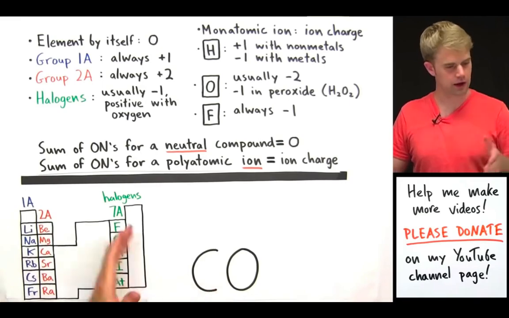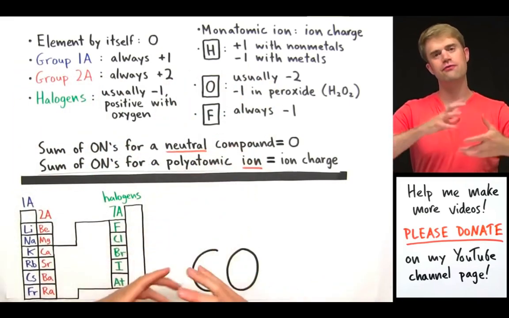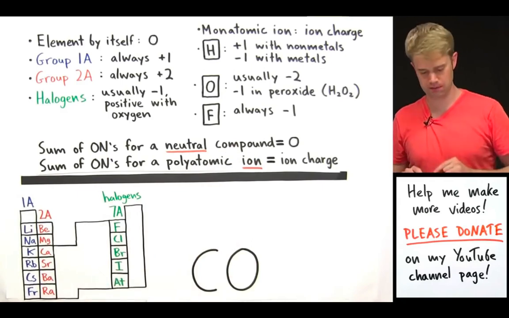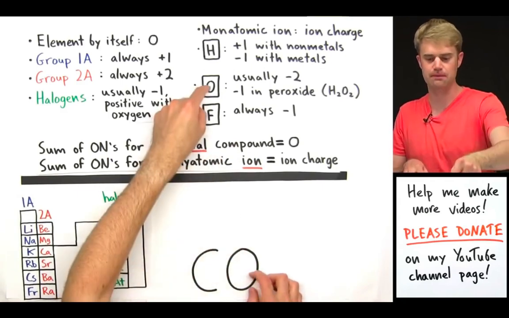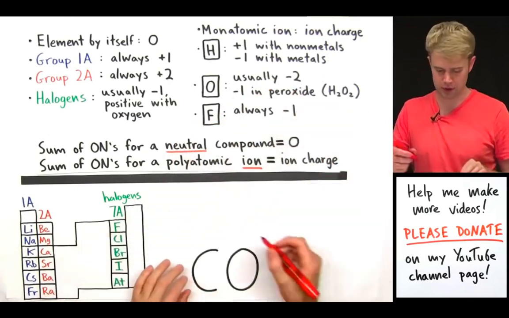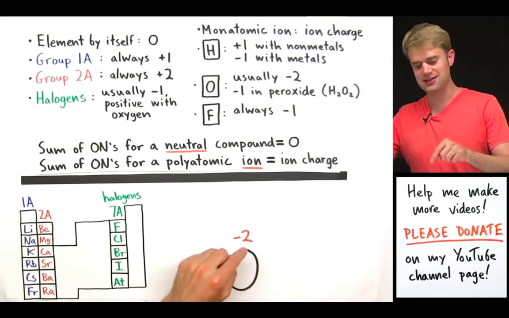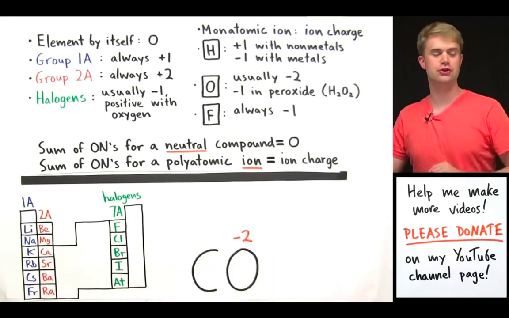Okay, so C here, there isn't any rule for carbon. So we'll have to figure it out based on what we do know. Okay, so we do know oxygen. Oxygen is usually -2 unless we're in a peroxide, definitely not a peroxide. So we can safely say that oxygen's oxidation number is -2.